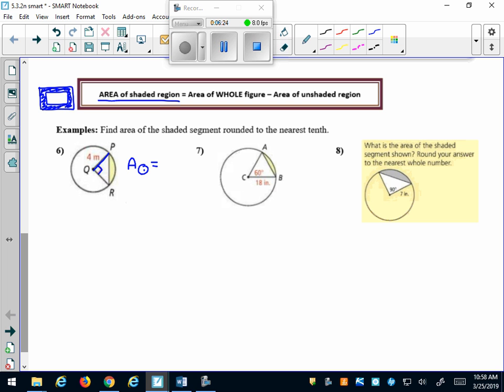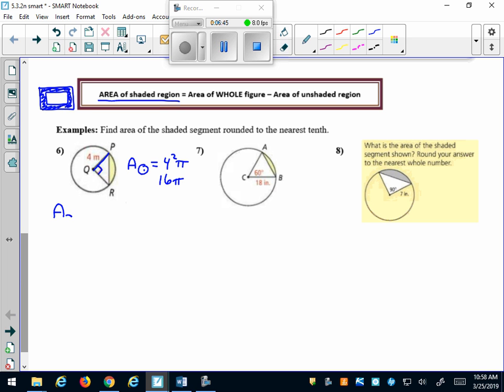What is the area of the circle? Yes, 16 pi. So 4 squared pi, or 16 pi. And we can leave it as pi for now, right? Our final answer is going to be rounded, but let's leave it as exact as possible for as long as we can, right? So the area of the whole circle is 16 pi.